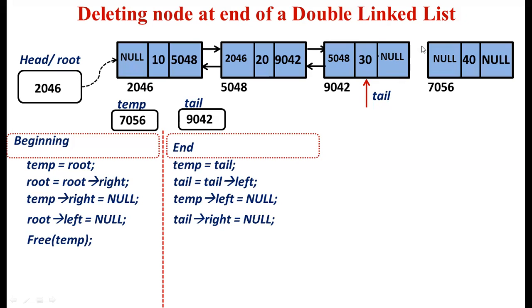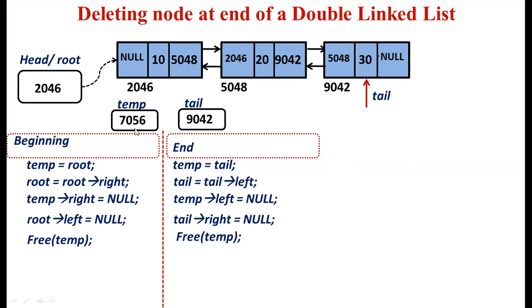Understood? Now we have to free this particular node because it has no connection, so that we can reallocate this memory for other purposes. So how do we write it? By using the free function. So free of temp, because temp is pointing to 7056, free of temp. So this is the logic we use for deleting the node at the end.